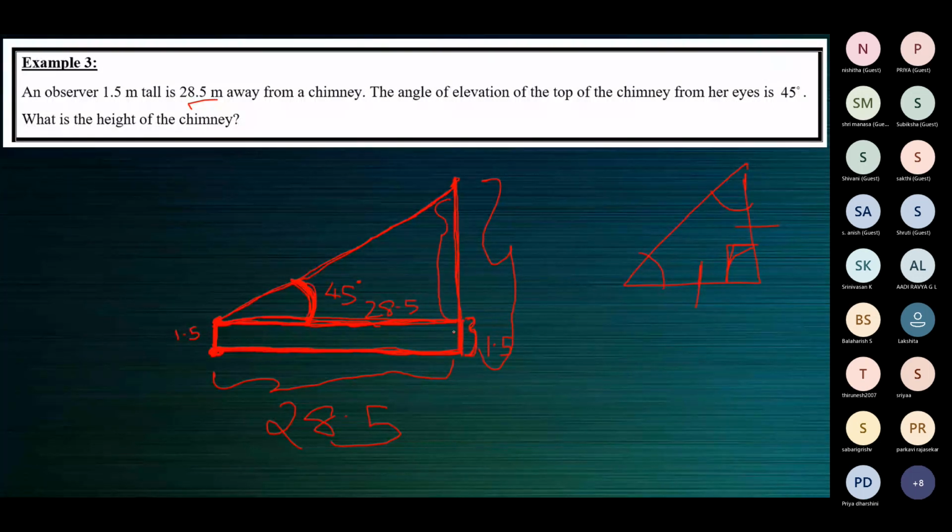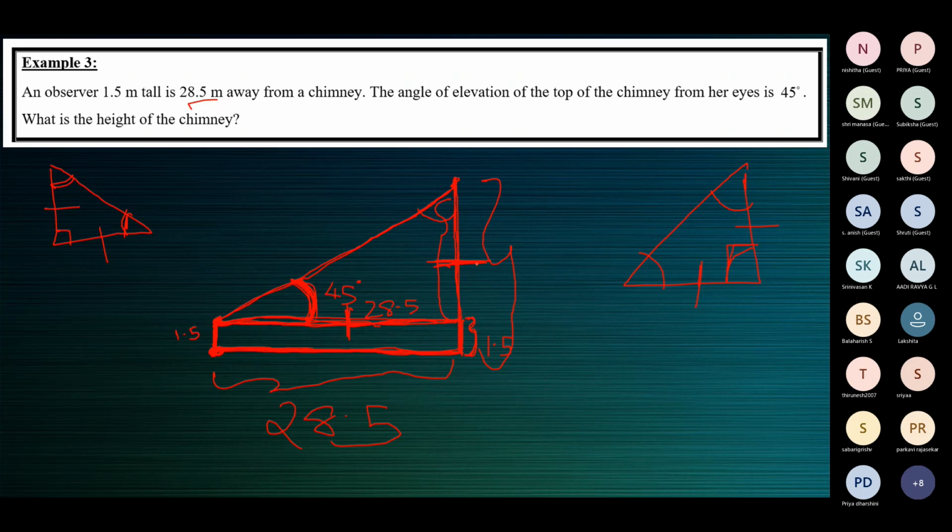You can use tan theta and do it. I'm just telling you, in a right isosceles triangle with 90 degrees, 45 degrees, 45 degrees, these two sides will be equal. If this is 45, this is also 45. So this side is equal to this side. If this is 28.5, this is also 28.5.